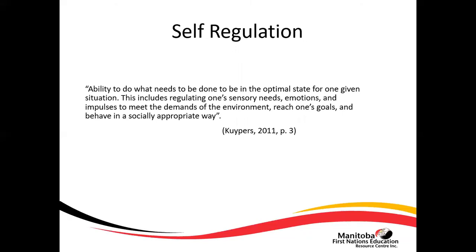This is the ability to do what needs to be done in the optimal state for a given situation. So this is regulating your sensory needs, your emotions, and your impulses to meet the demands of the environment, reach your goals, and behave in a socially appropriate way. So essentially, what do I need to do in the classroom? How is that different from what I need to do in the gym or at recess or when I'm with my friends at home? And how do I need to make my body react and change differently to different environments?